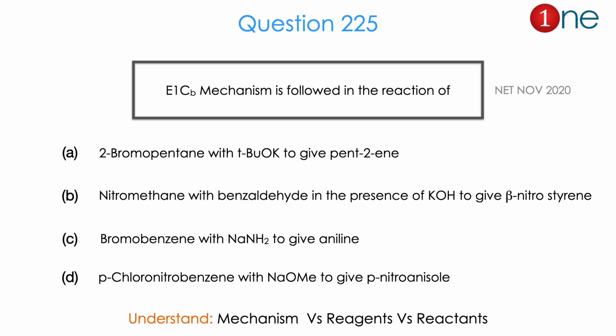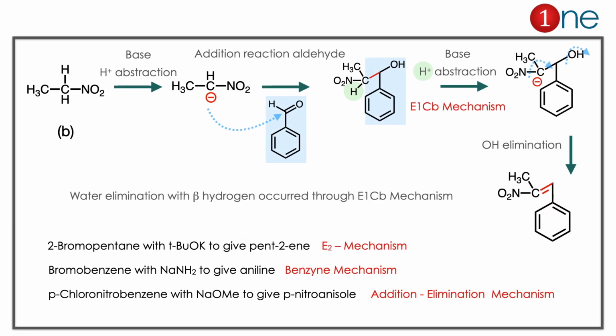From the question and the possible four answers, you might realize the question is really about mechanism versus reagents and reactants. The answer is B. Let us see how. Here let us look at B directly. You have nitroethane, you are in the base. The hydrogen is an active hydrogen, it is abstracted by the base, and you have an anion. Then the anion attacks, you have an addition reaction, you have H and OH. Here you have a beta hydrogen, so elimination is possible. So it will go through the E1CB mechanism.